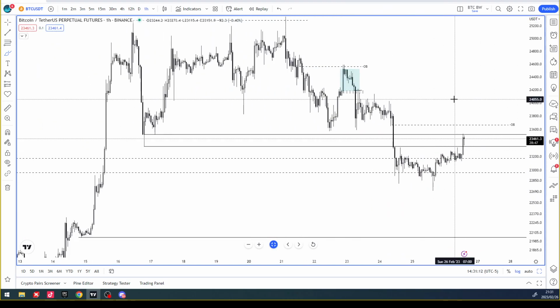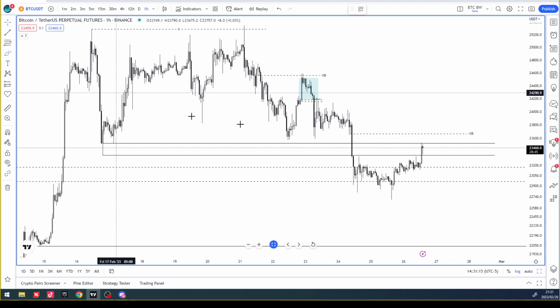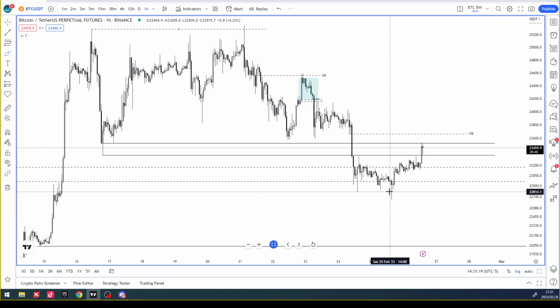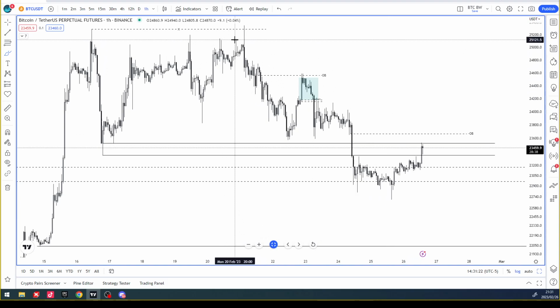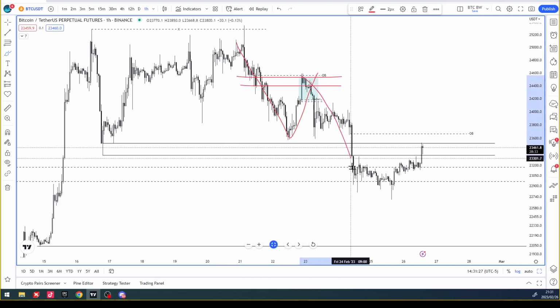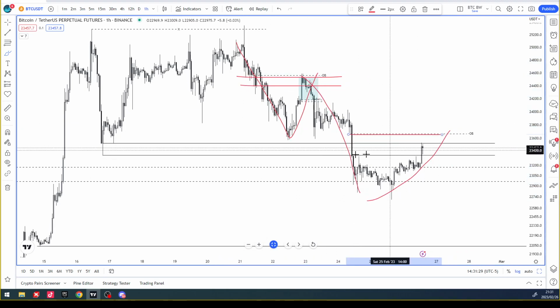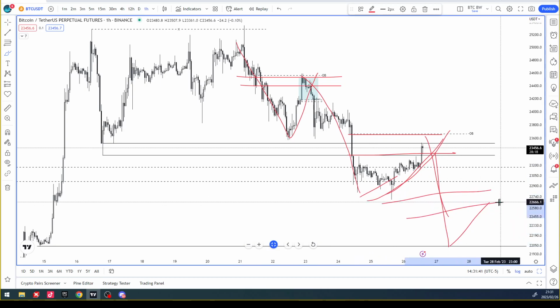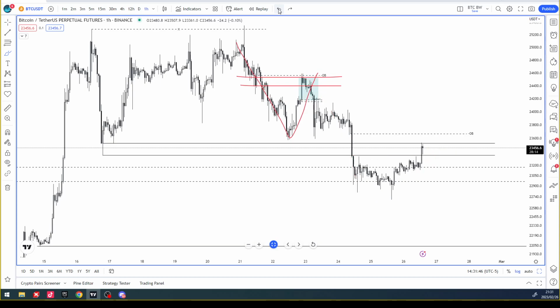So think order pairing, think people exiting positions, think distribution, right? So this we could call a first leg of distribution. Let's call this a second leg of distribution in here. And then we head lower. Or we could call this the low risk sell, and this the first leg of distribution. We come down here, we come back here, second leg, and then we head lower. Market maker sell model concepts.